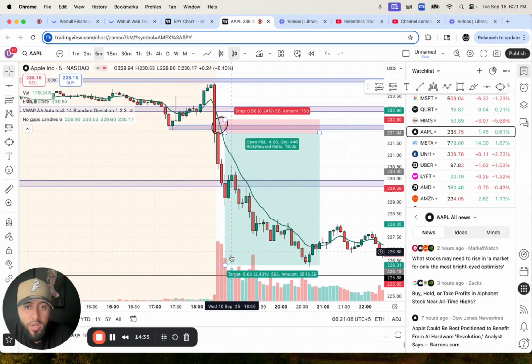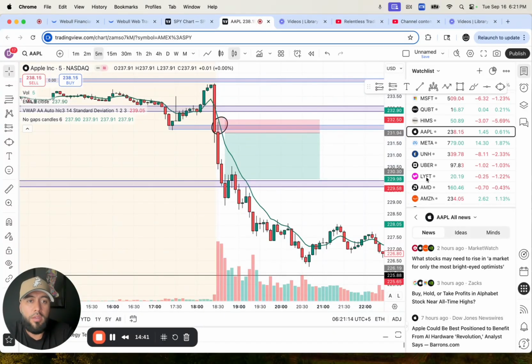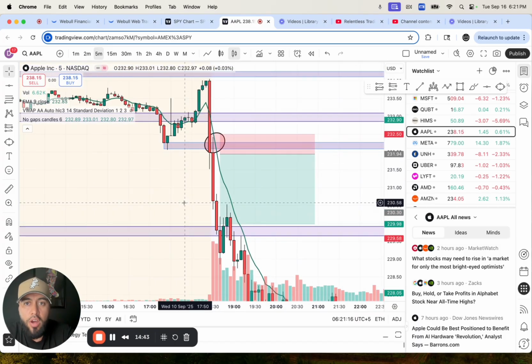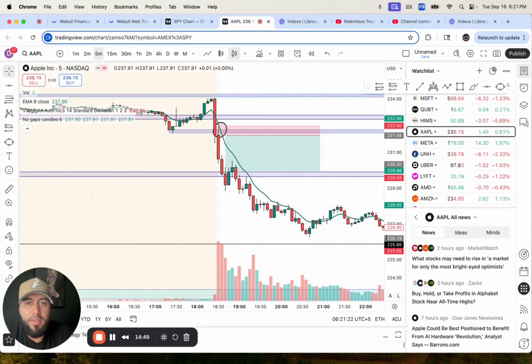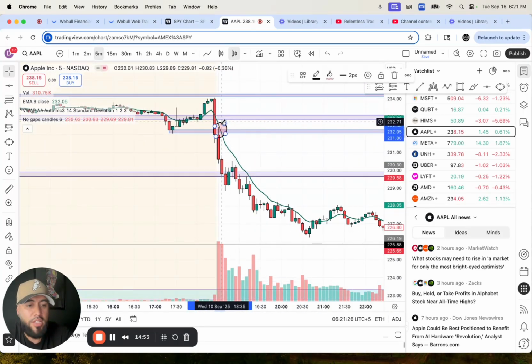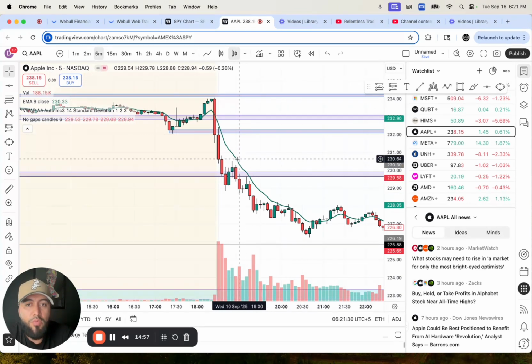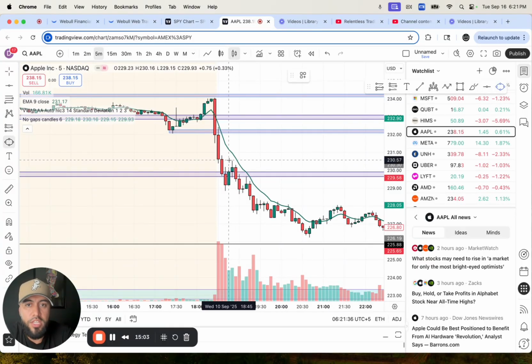Let's say you missed this entry here. You missed that entry. The psychological level is here at 230. We are under it. We came to retest the 9 EMA and rejected, and we continued to the downside. So this would be another entry here on the little pullback, and we would write it down again, and the stop loss would be above that to have a nice short stop loss and get our profits.